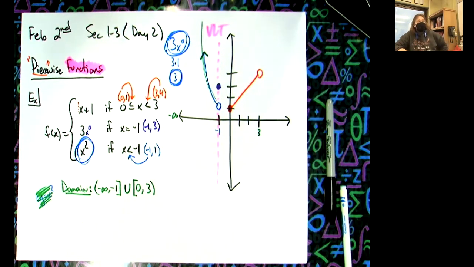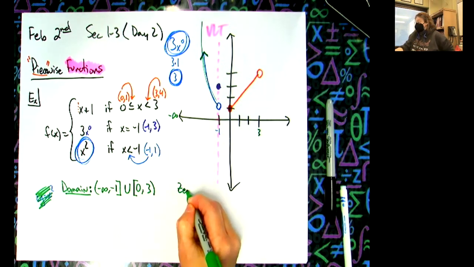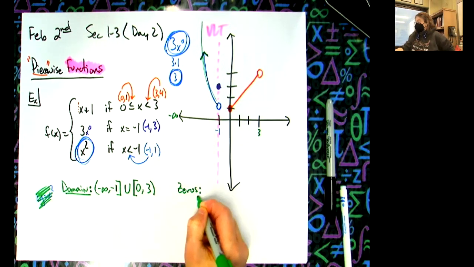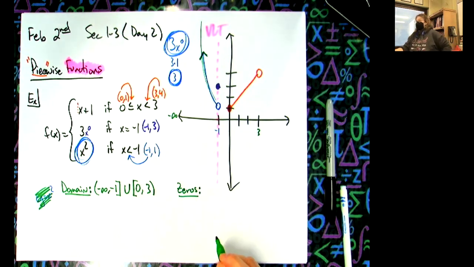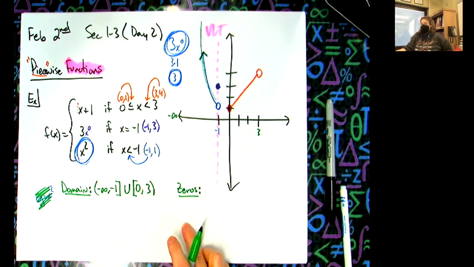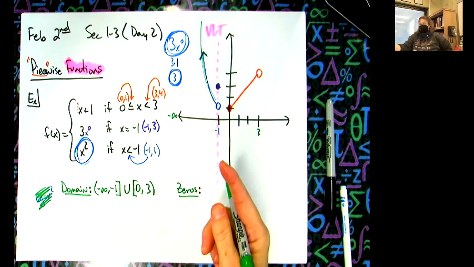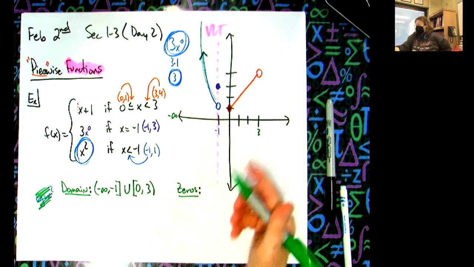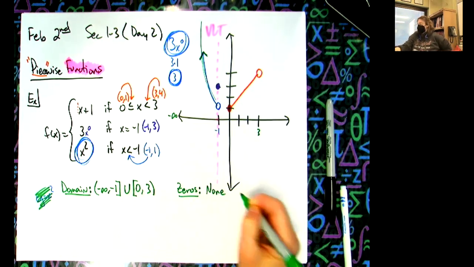So we can do domain, we can do range, we can do x and y intercepts, we can do zeros. Here, let's do a real fast one over here. Zeros. Are there any zeros in this function? Does the function cross the x-axis? No. Zeros are the same thing as the x-intercepts. It doesn't cross there, so there are no zeros, none.